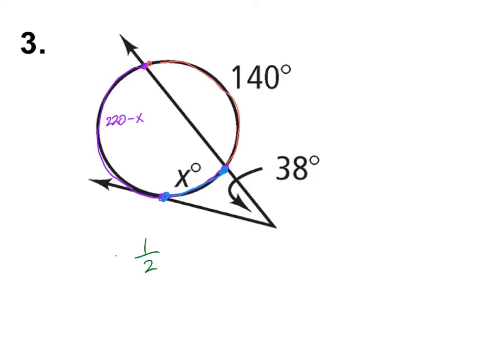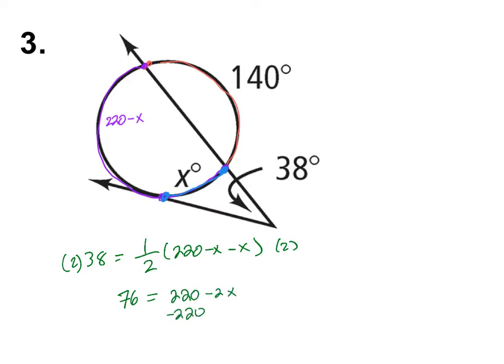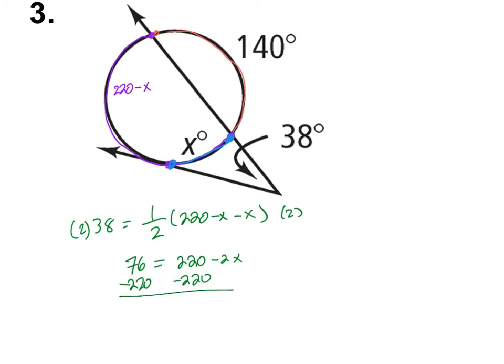So again, 38 equals 1/2 of 220 minus x. So this x is from this x, right? So now I'm solving. So 38, I'm going to multiply times 2 on both sides. So 76 equals 220 minus 2x. So minus 220. So this is 144. Negative 144 equals negative 2x. And now I'm just dividing by negative 2. So x equals 72 degrees.